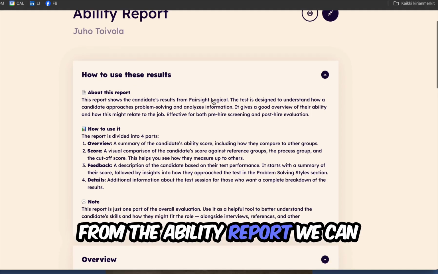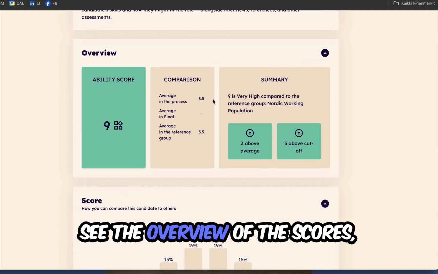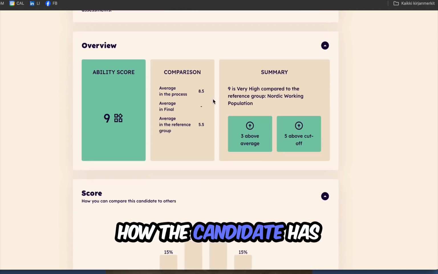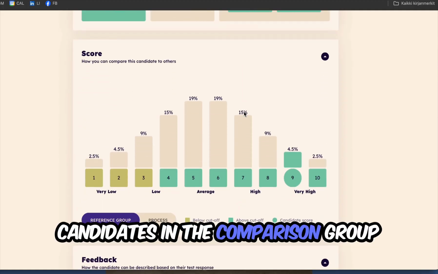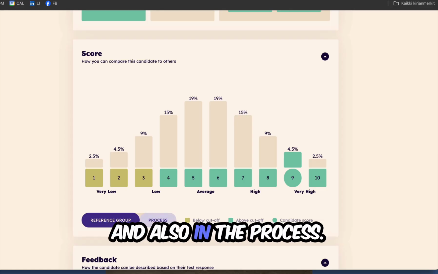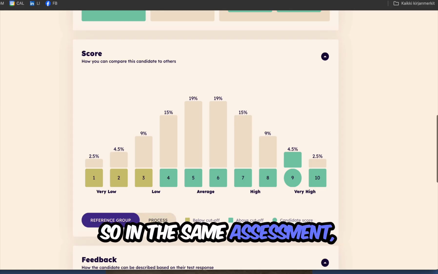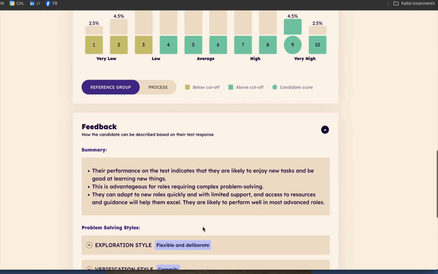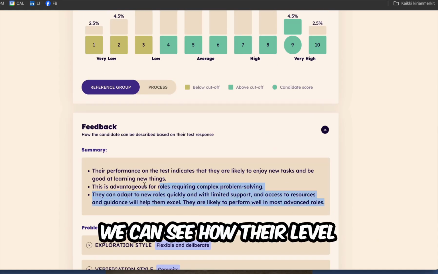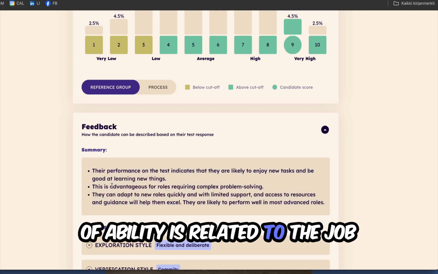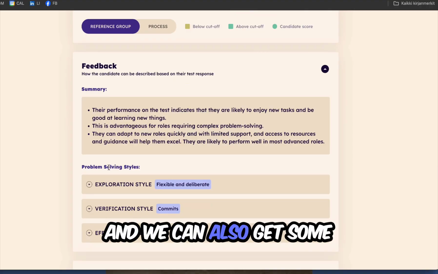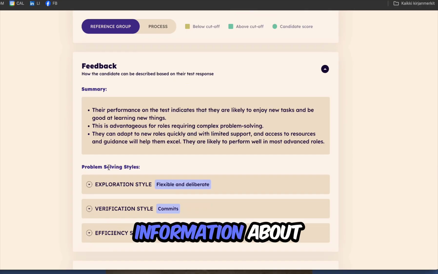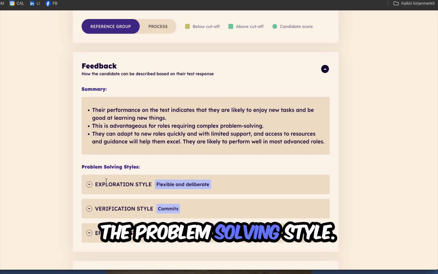From the ability report, we can see the overview of the scores, how the candidate has scored compared to other candidates in the comparison group and also in the process, so in the same assessment. We can see how their level of ability is related to the job they're being considered for, and we can also get some information about the problem-solving style.